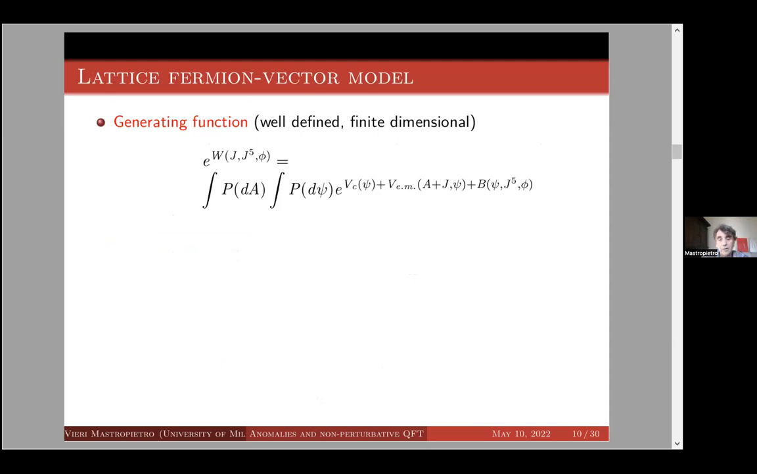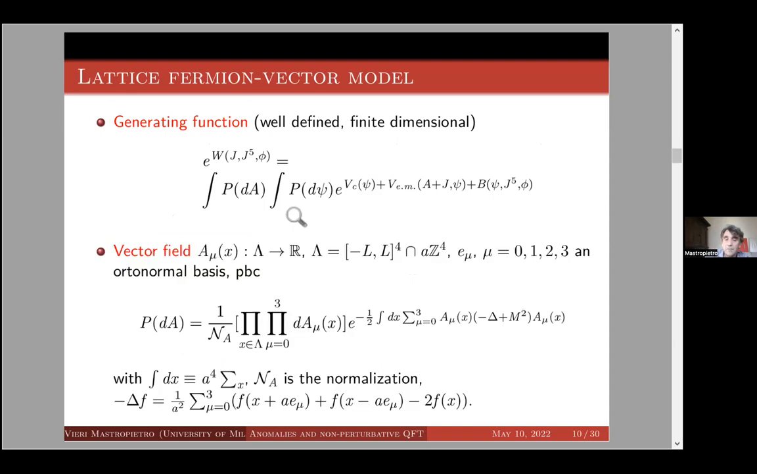from this effective model, this lattice model. The formulas look similar to the previous ones, but now they are not formal. Why? Because now I put myself on a lattice, so now everything is finite. I consider a finite lattice with periodic boundary conditions of size 2L. a is the lattice step, and mu is 0, 1, 2, 3. A is a vector field, which is Gaussian, and the kinetic term contains discrete second derivatives. So this is what is called the vector field, or a massive boson, a massive photon.